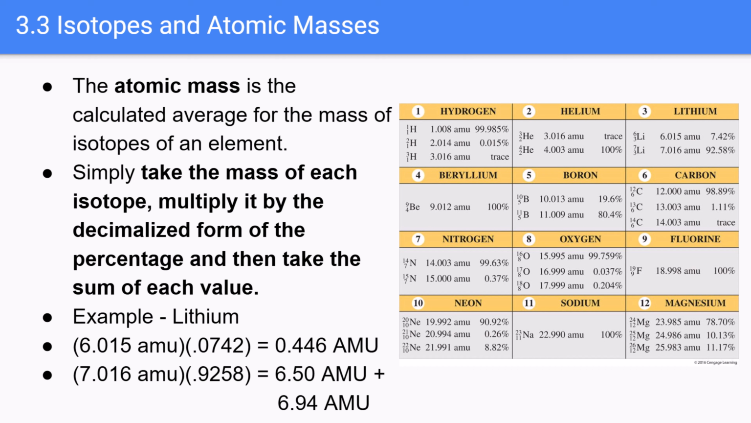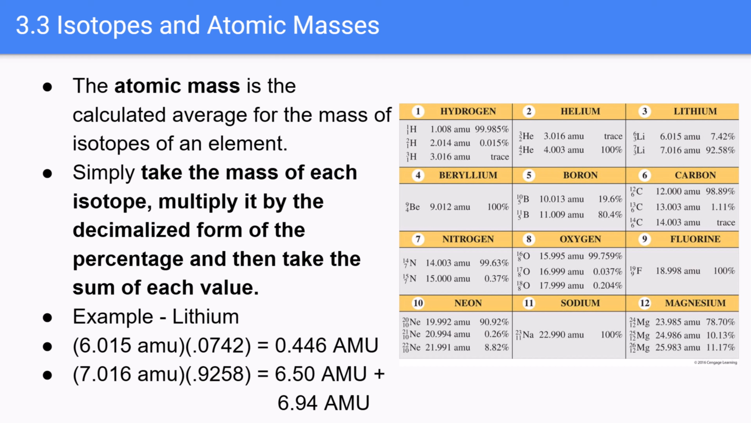Now, how do I calculate that? It is based off of this information here. You simply take the mass of each isotope and multiply it by the decimalized form of the percentage and then take the sum of those values. So for example, I'm looking at lithium here. Lithium has 2 isotopes, one with a mass of 6.015 AMU, and we'll talk about what that means in a moment, and then one that is 7.016 AMU. So there's 2 isotopes that are here.